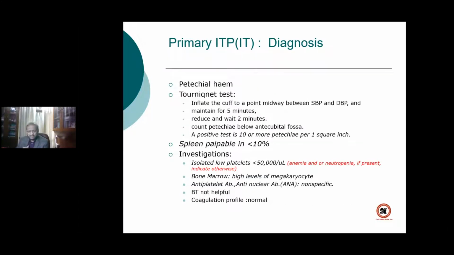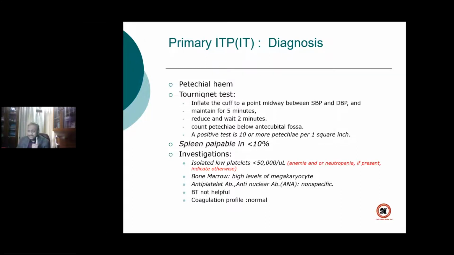Number one, petechial hemorrhages are very much there. Can you induce them? That is what is known as the tourniquet test. You do nothing, just inflate the cuff to the midpoint between your systolic and diastolic. So if your blood pressure is, let's say, 120/80, midway is 100. So the cuff will be inflated to 100, left there for about 5 minutes, and then the pressure is reduced for 2 minutes, and subsequent to that, count the number of petechiae over the antecubital fossa. If it's anything more than 10 per square inch, it is a positive test. That is the tourniquet test for idiopathic thrombocytopenic purpura, or what we know as immune thrombocytopenia.